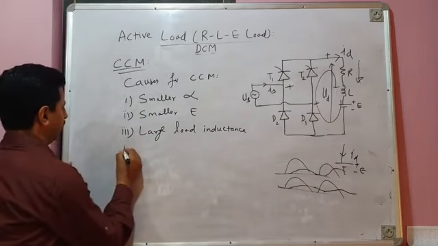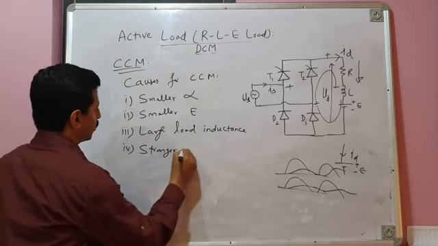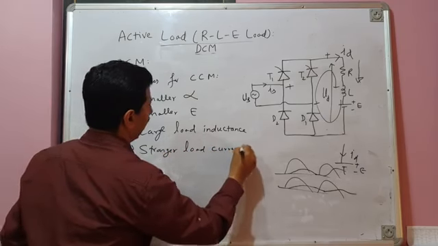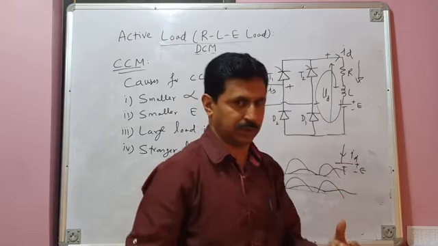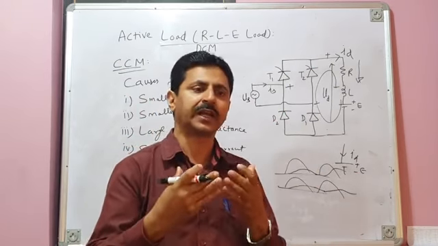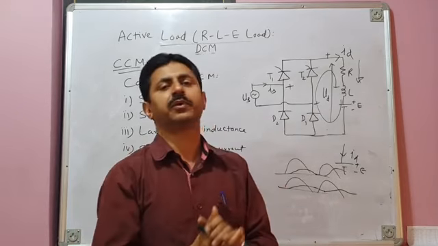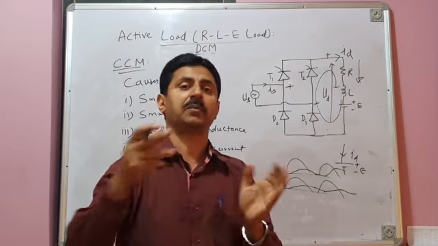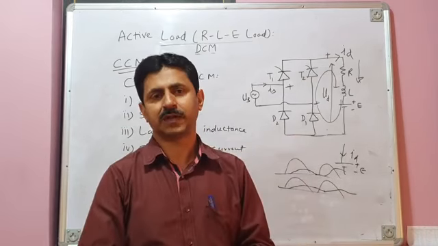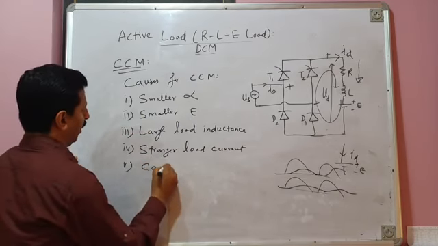Okay, and next is stronger load current. I mean, your load draws large power, draws strong current, and strong load current means large energy is stored in the inductance, and large storage of energy in the inductance, which is half L i square, means the probability of current becoming continuous is high. And the fifth reason is a combination of the above.